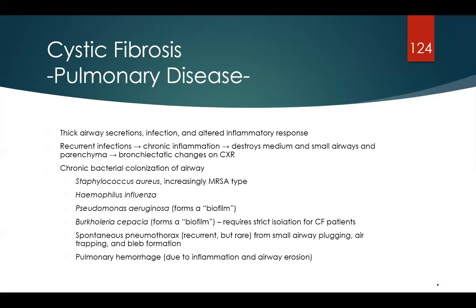The chronic pathogens that can colonize these persons are Staph aureus, and increasingly more now, we're getting methicillin-resistant Staph aureus. Haemophilus influenzae is a cause. Pseudomonas aeruginosa is a cause. Burkholderia cepacia is a cause. It requires strict isolation for CF patients. Spontaneous pneumothorax can occur. This can be recurrent, but it is rare. And this is caused from small airway plugging, causing the lung to collapse. Pulmonary hemorrhage can be due to inflammation and airway erosion.